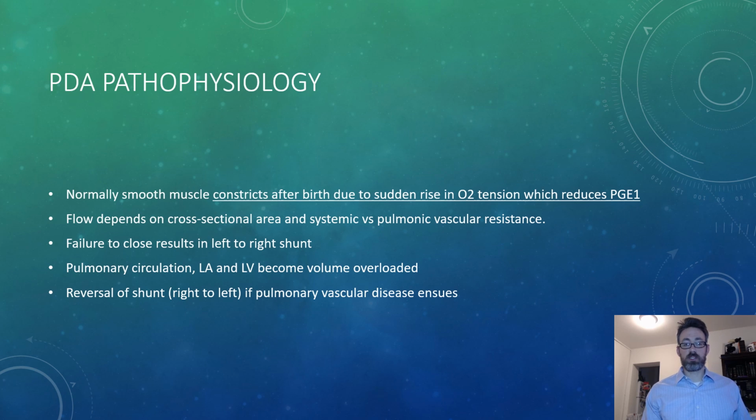Failure to close results in that left to right shunt early on. Pulmonary circulation, left atrium, left ventricle become volume overloaded, as I already mentioned, and reversal of the shunt is possible if pulmonary vascular disease ensues. So the pressures go up and up and up. You can get the pressures high enough where it can reverse.